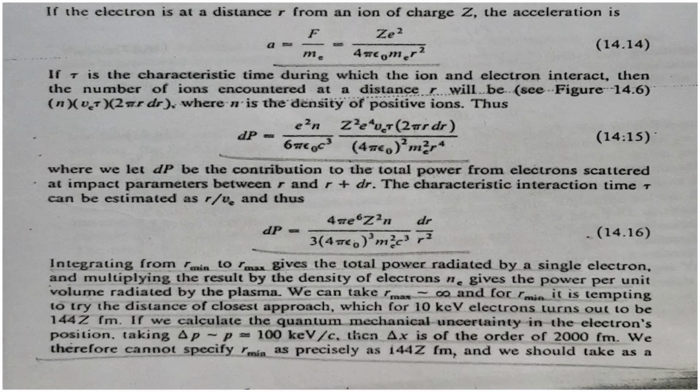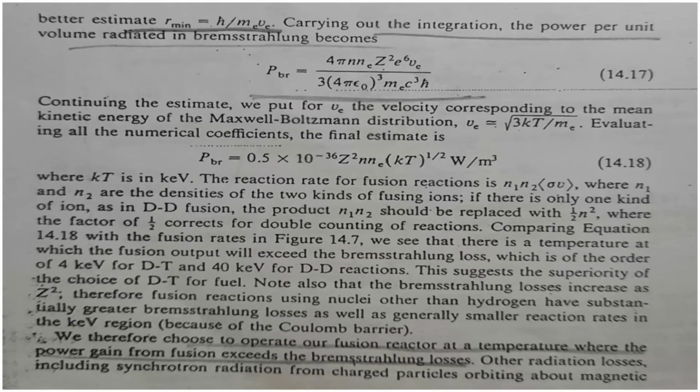Here we can calculate the quantum mechanical uncertainty in the electron's position by taking the uncertainty in momentum approximately equal to P itself, and that is approximated to be 100 kilo electron volt per c. Then the uncertainty in position delta X is of the order of 2000 femtometer. Since we cannot specify R minimum as precisely as 144 femtometer, we take a better estimation for R minimum as h cut divided by me ve.